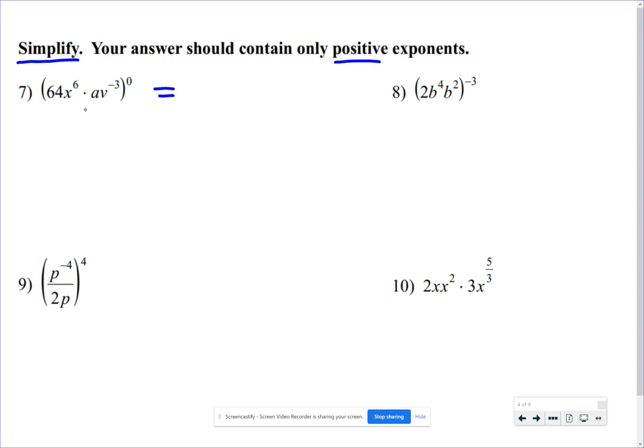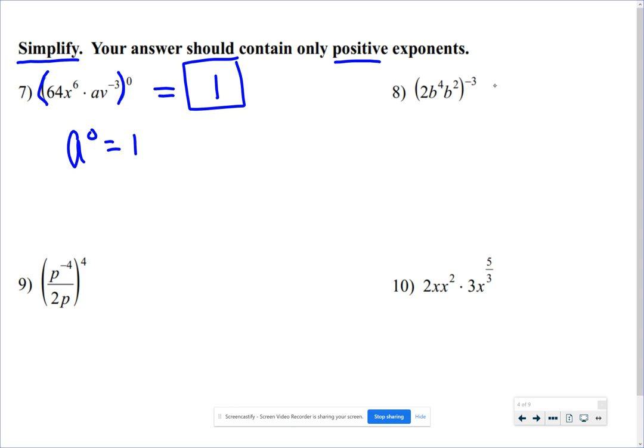So when I look at number 7, the first thing I'm going to notice is the parentheses around everything, and then there's a zero power. So remembering that anything to the zero power is 1, my answer here turns into a 1.